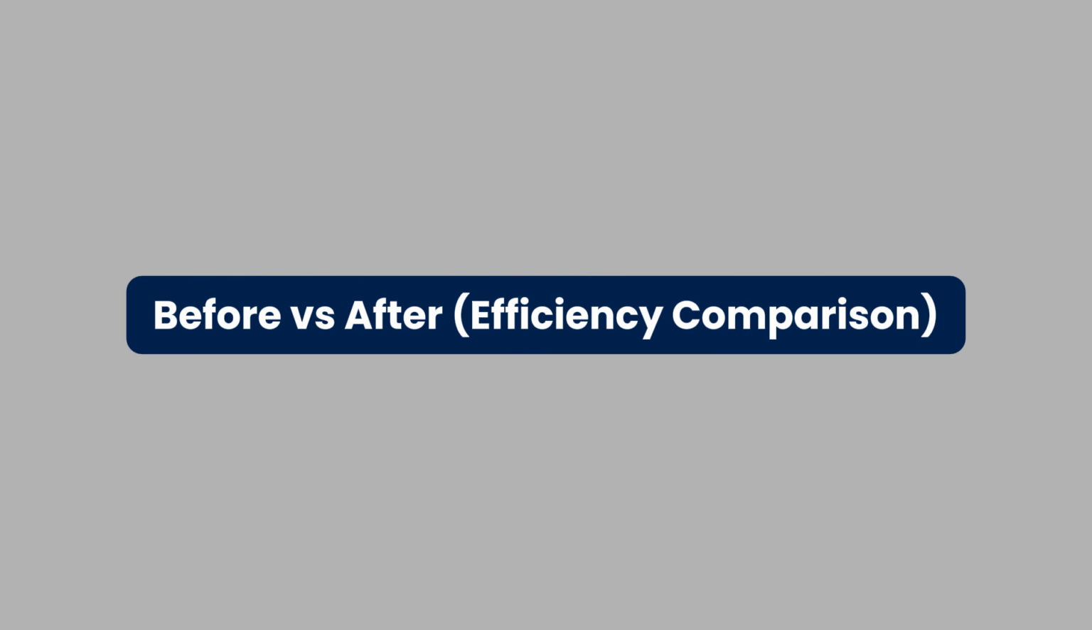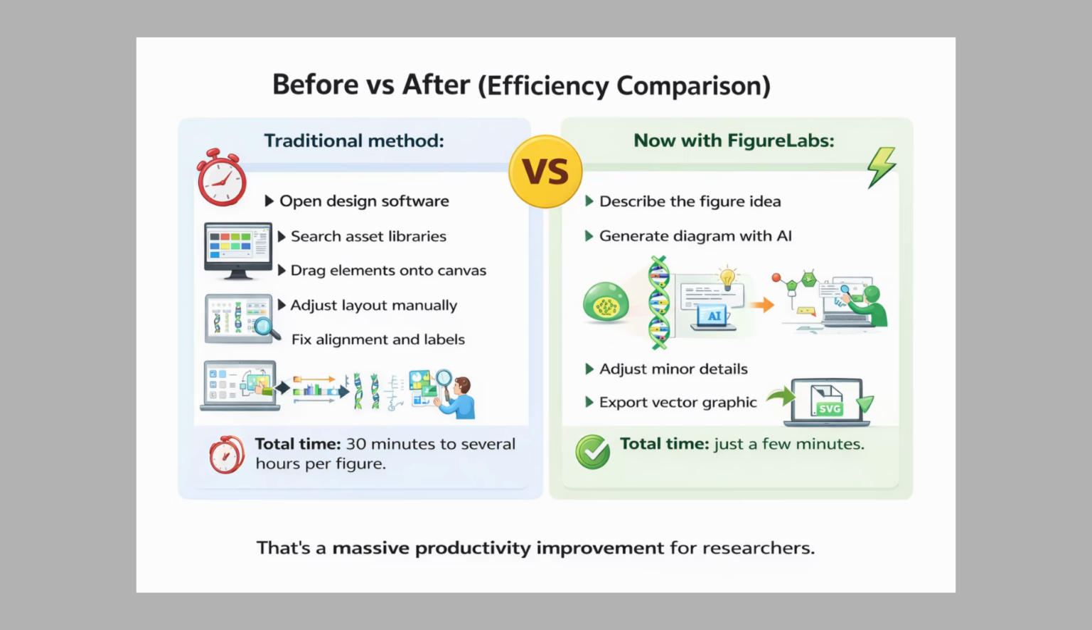Before versus after. Efficiency comparison. Let's compare the traditional workflow with the AI workflow. Traditional method: open design software. Search asset libraries. Drag elements onto canvas. Adjust layout manually. Fix alignment and labels. Total time, 30 minutes to several hours per figure. Now with FigureLabs: describe the figure idea, generate diagram with AI, adjust minor details, export vector graphic. Total time, just a few minutes. That's a massive productivity improvement for researchers.